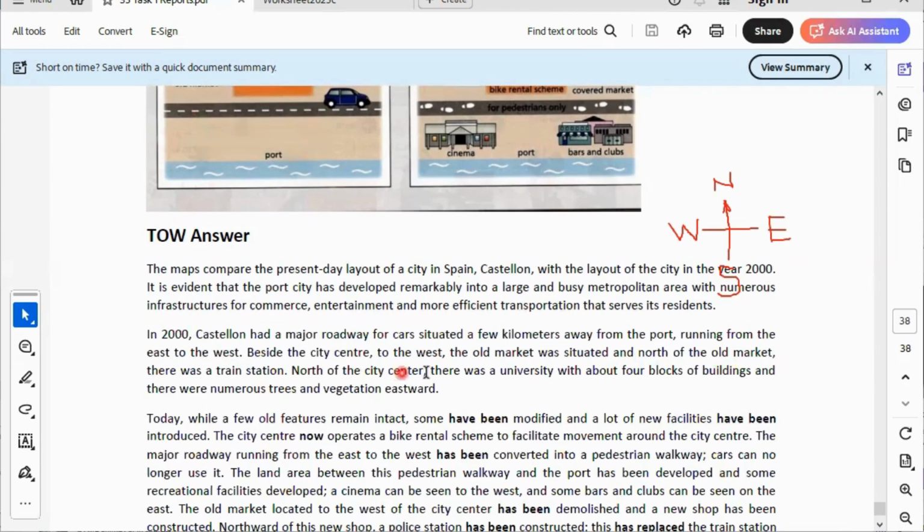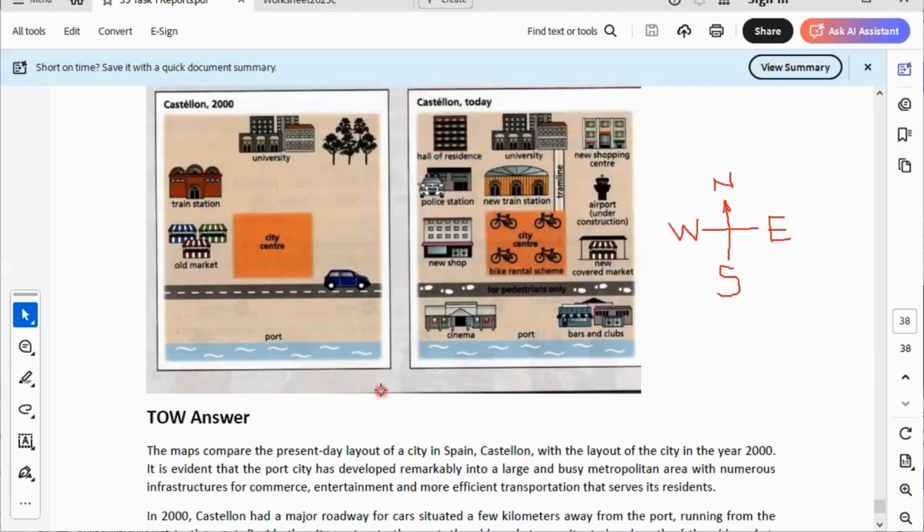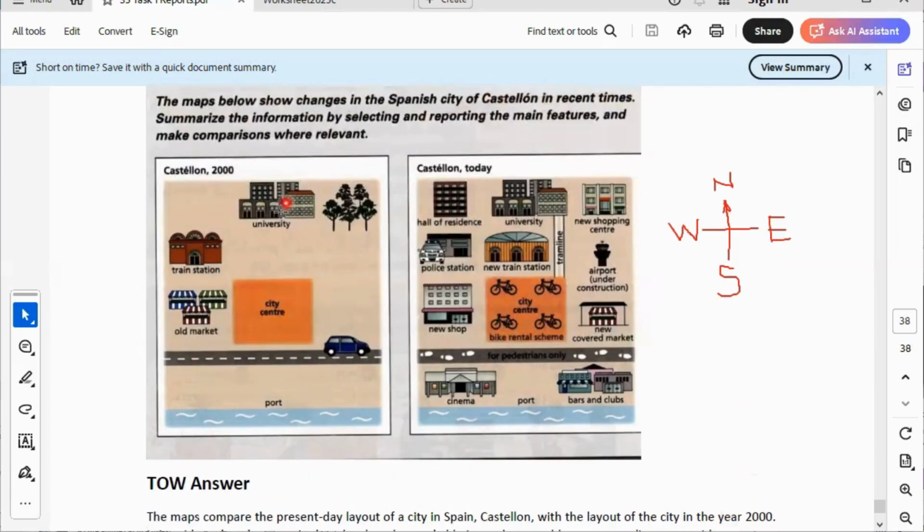North of the city center, there was a university with about 4 blocks of buildings, and there were numerous trees and vegetation eastward. So north of the city center, university buildings. So one, two, three, four. And then lots of vegetation to the what? To the east. Or you can say to the right of those university buildings.